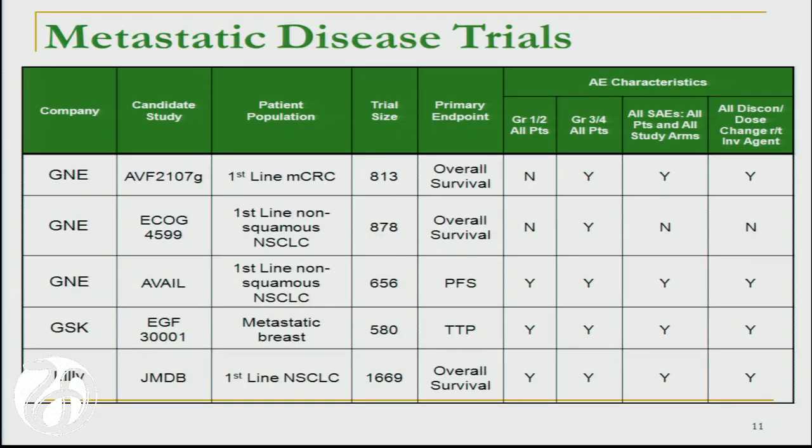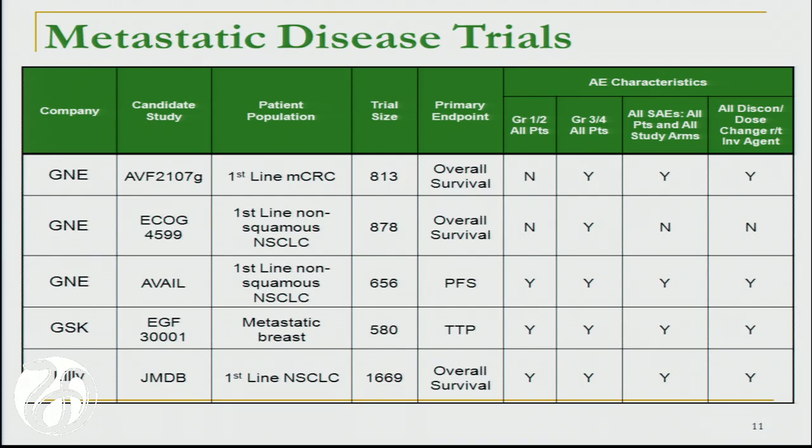I won't go through the details. These are some of the studies. You can see the contributing company, the study. These were studies in metastatic colorectal cancer, non-small cell lung cancer, and breast cancer. Several of the studies involved bevacizumab. One involved lapatinib, one involved pemetrexed. So it was a range of both biologics and cytotoxic drugs.